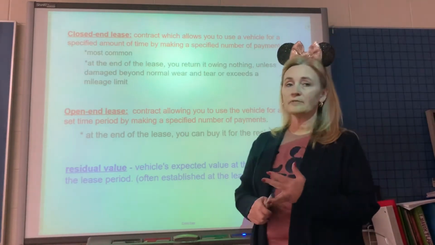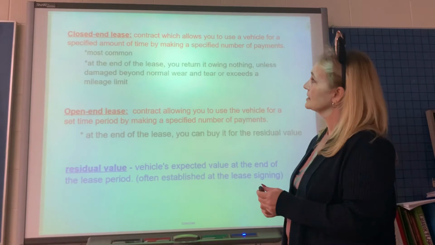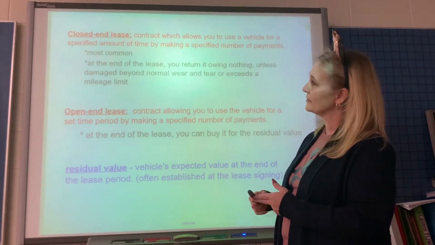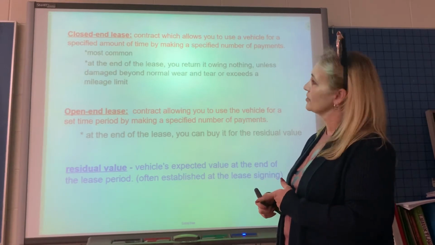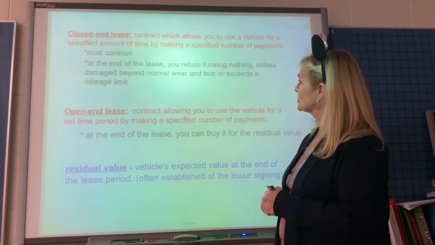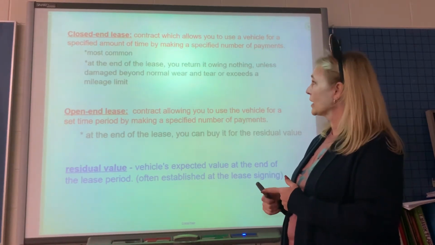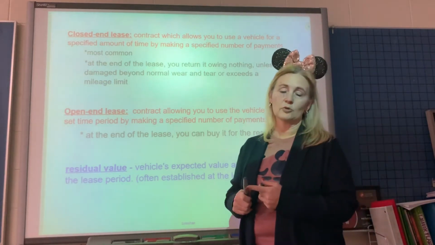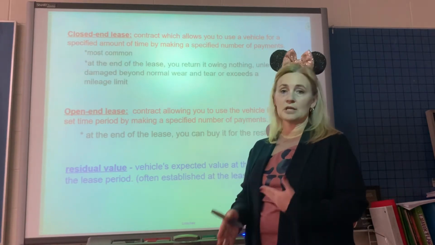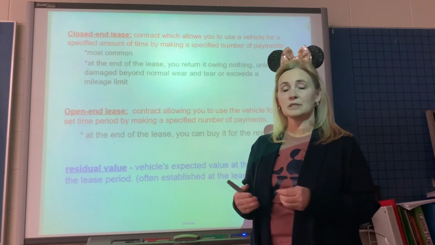There are 2 types of leases. One's called a closed-end lease and the other one is an open-end lease. A closed-end lease is a contract which allows you to use a vehicle for a specified amount of time by making a specified number of payments. It is the most common type of lease. At the end of the lease, you return it owing nothing unless it's damaged beyond normal wear and tear or exceeds a mileage limit. So usually you get a certain number of miles, 12,000 miles a year, 15,000 miles a year, 10,000 miles a year. Depending on which one of those you pick will determine the cost of the lease.